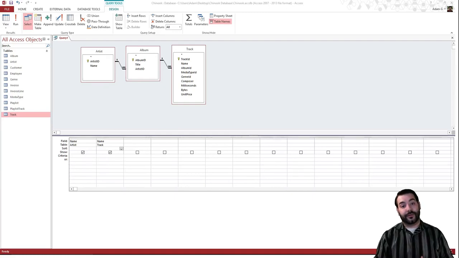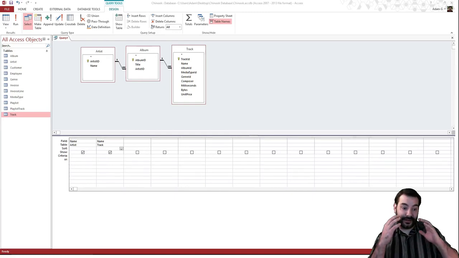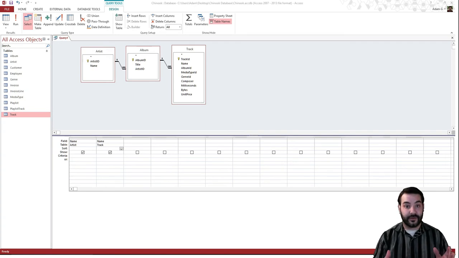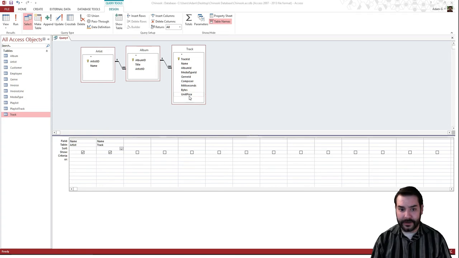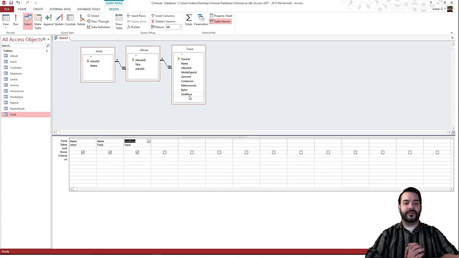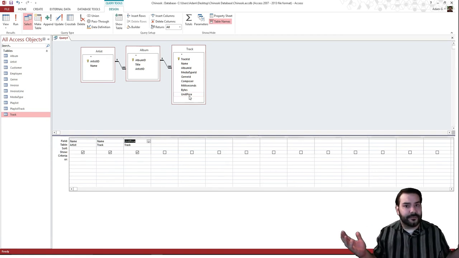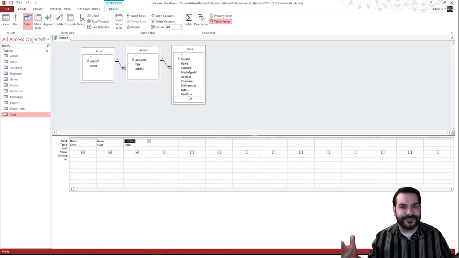So one of the things that we can do with our criteria is, instead of it just being explicit, say for example a word like Red Hot Chili Peppers, we can actually assign it a greater than or less than value. Say for example, we come back to track. Well, if I go to unit price, for example, maybe I want to see what is the most expensive track I happen to have. I don't know. There might be some that are worth $3 for all I care.